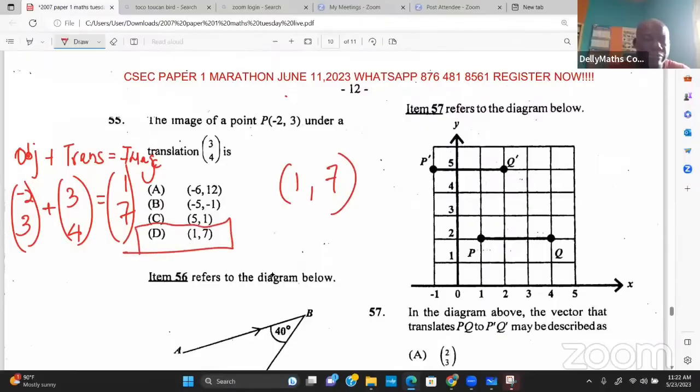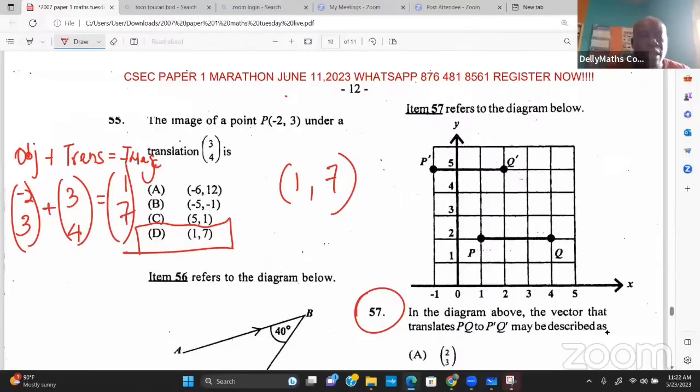Definitely at the back here. All right, so you're seeing that. Let's go to 57 here. Question. In the diagram above, I'm reading this one. In the diagram above, the vector that translates PQ to P prime Q prime may be described as what?